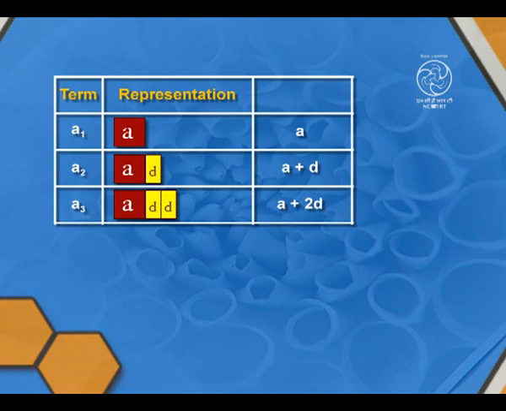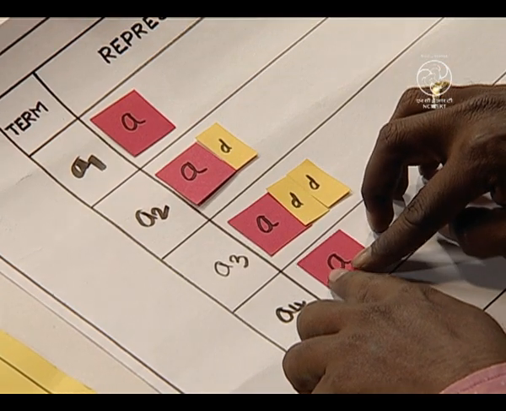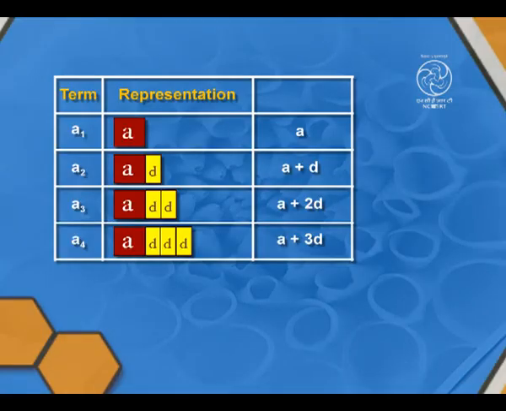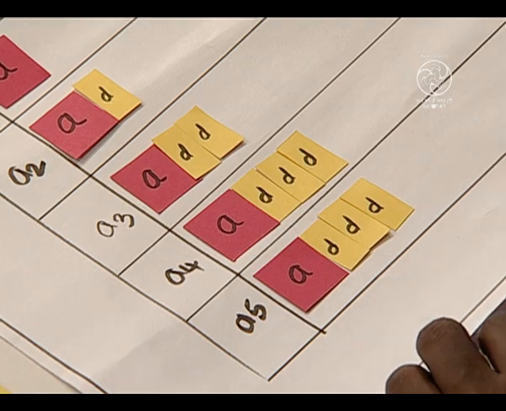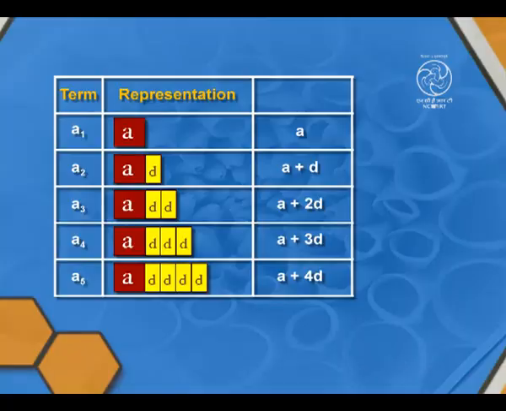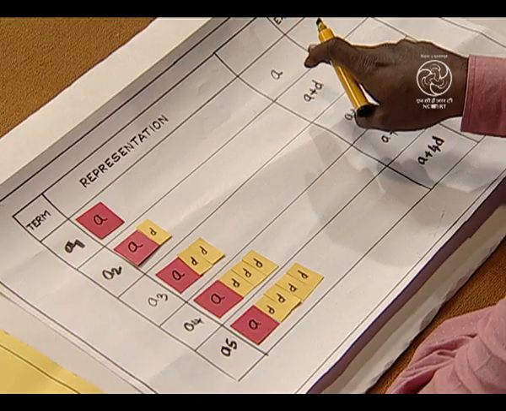For the fourth term we add D to the third term. We already have the third term as A plus 2D. Now we add one more D. So the fourth term is A plus 3D. Now we find the fifth term. The fifth term means adding D to the fourth term. The fourth term is A plus 3D and adding one more D, this is A plus 4D.